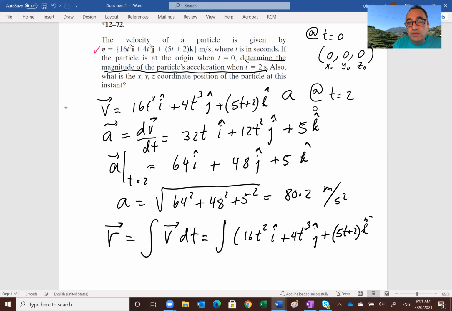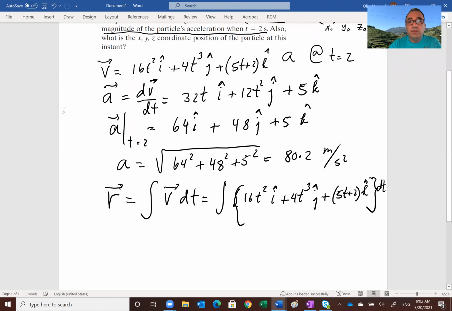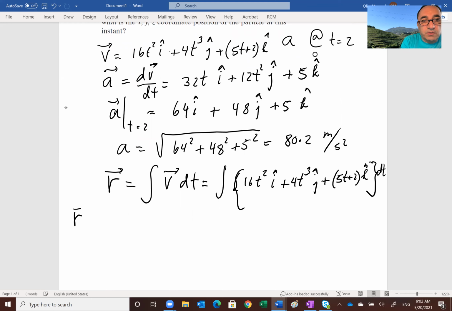We're integrating this whole thing. Maybe I should put it in a bracket like that, dt. I'm running out of space here, guys. Sorry. dt. All right, no problem. So let me start actually here. So what is r? All right, the integral of 16t squared becomes 16 over 3 t cubed. Be careful, guys. There's a constant of integration. I'll call it C1. This is the x component.